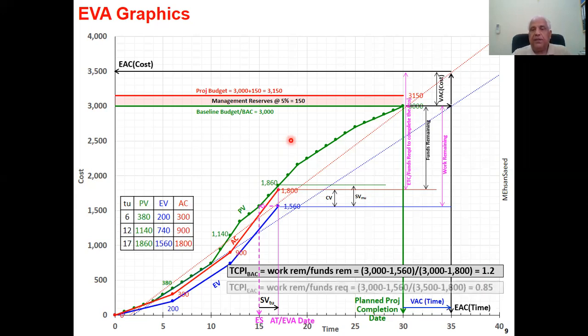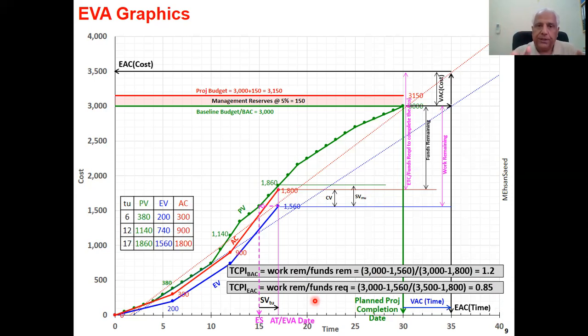So it is 1440 divided by 1700, and you get a figure of 0.85, which is less than 1. That means you will conveniently complete the project in 1700 rupees. Again, if you are a formula geek, then the formula will be TCPI EAC is equal to BAC minus EV divided by EAC minus AC. So those would be the formulas.